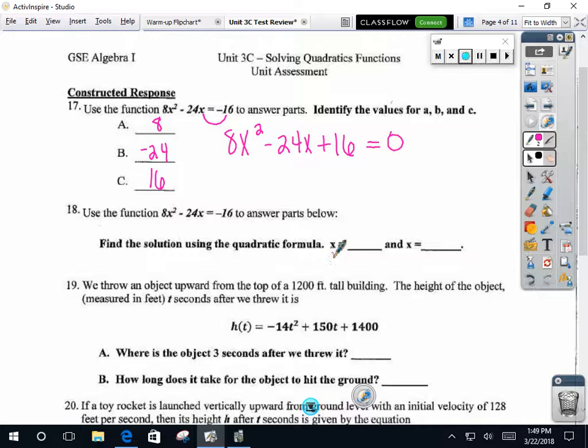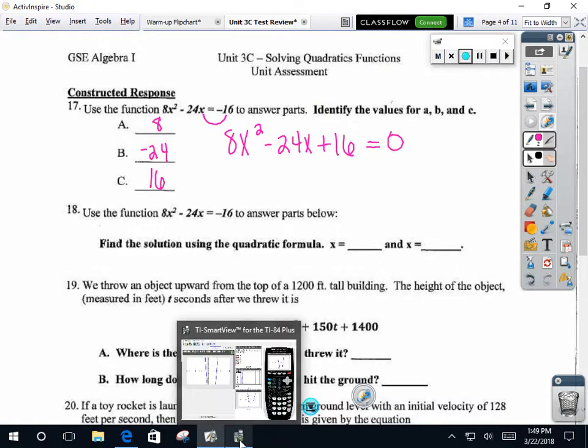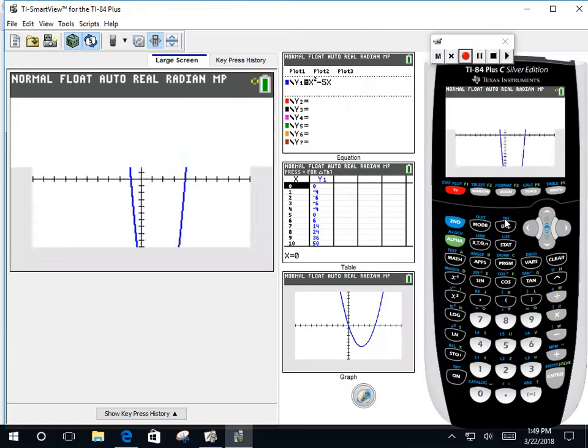Graph it. Especially considering that I'm looking at it and all of those are divisible by 8, kind of leads me to believe that my answers are going to be whole numbers because 8's the GCF. So go ahead and graph it and see where it crosses. 8x squared minus 24x plus 16.